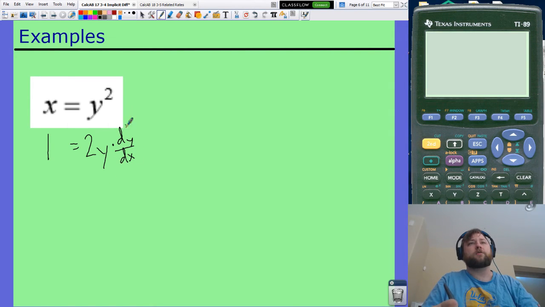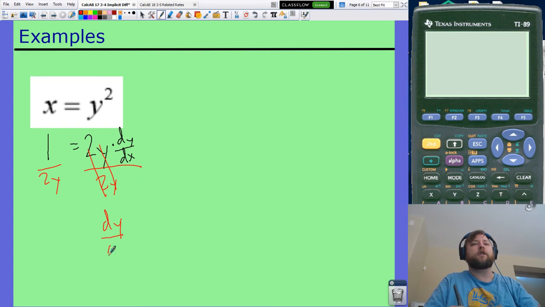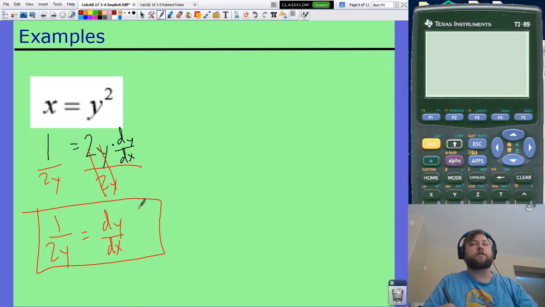Now my goal is to isolate the dy dx. To isolate that dy dx, I am going to divide both sides by 2y. These will cancel out. So I get dy over dx is going to equal 1 over 2y. And that's an answer. This is what we're looking to do with these kinds of equations.